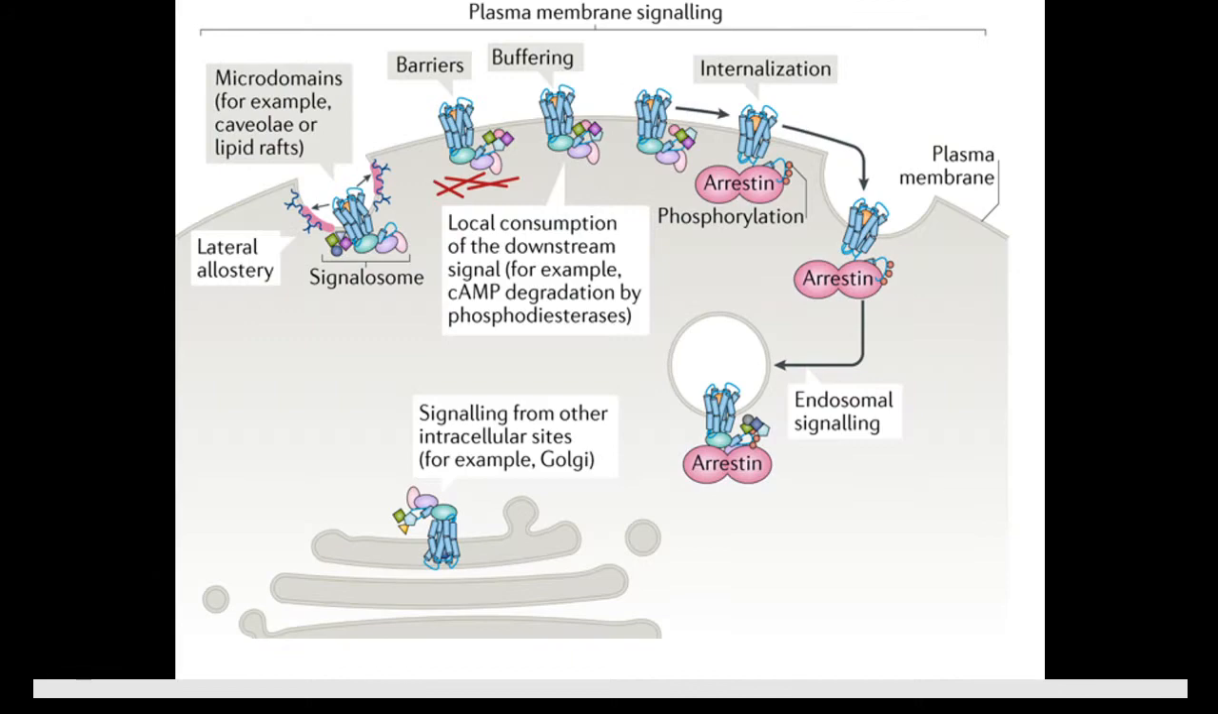In the plasma membrane we have different types of signals. Okay, it's another important thing: the cell surface receptor, the G protein coupled receptor. It may be a barrier, it may be a buffering compound, it may be an internalized compound, it may be the plasma membrane signal receiver.